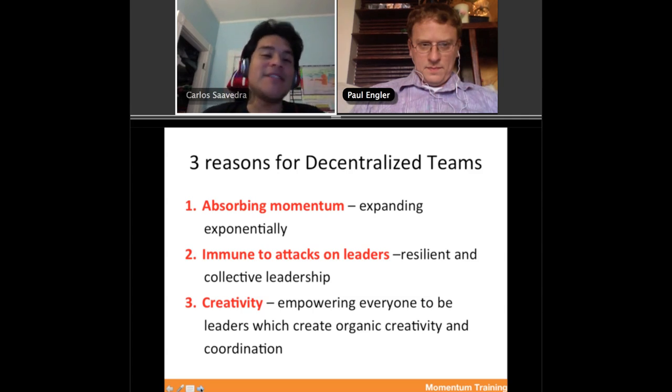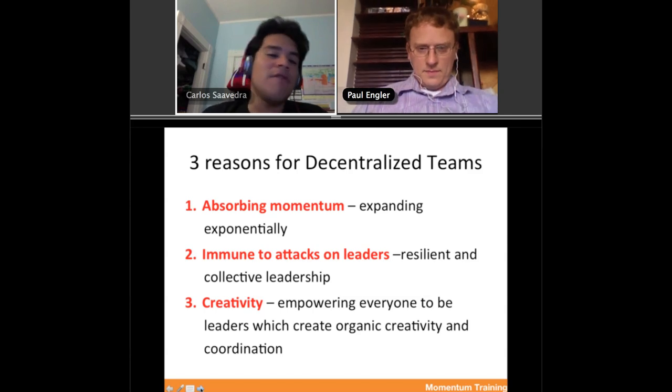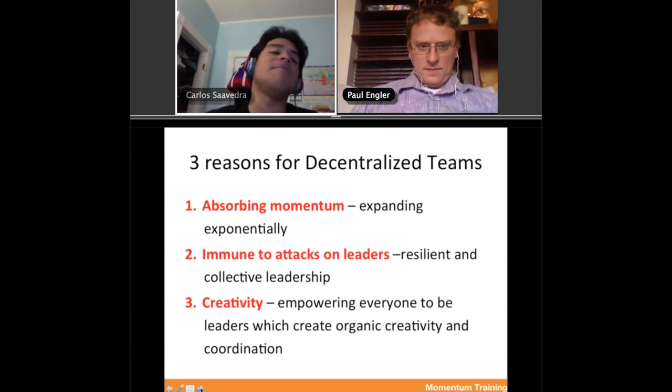And the first reason, as we said, is absorbing momentum. And to us, this is big, because what is the whole point of creating popular support and getting a lot of people excited if they cannot join your movement? I mean, that's, to us, just key, right? The second piece is that the movement becomes somewhat immune to the attack on the leaders of the movement. To us, that's very key. Like, for example, what if the opposition arrests most of the leaders of the movement?